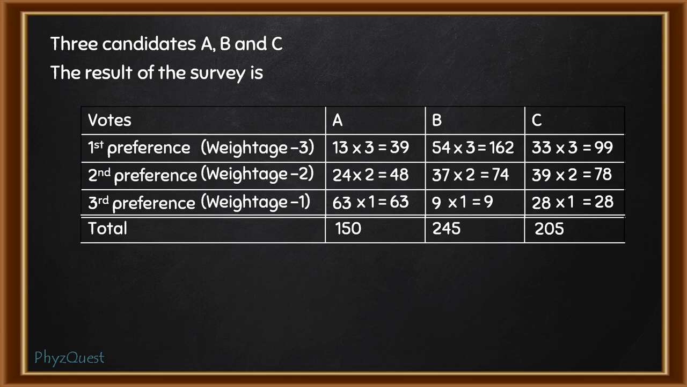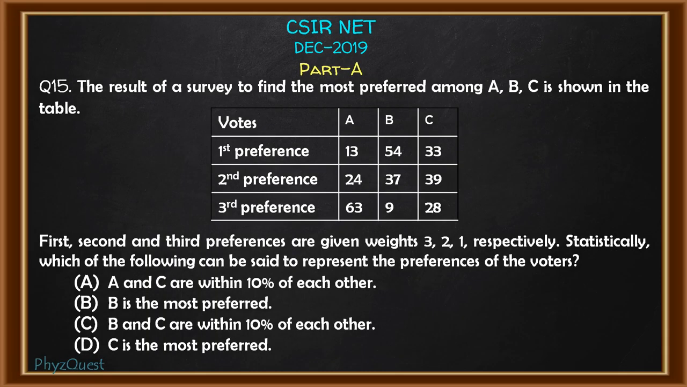Now if you look at the total votes, B has got the maximum number of votes, that is 245. So that means B is the most preferred candidate. Now let's look at the options. As you can see, option B mentions that B is the most preferred, which is the conclusion we have got. So B is the correct answer of this question.